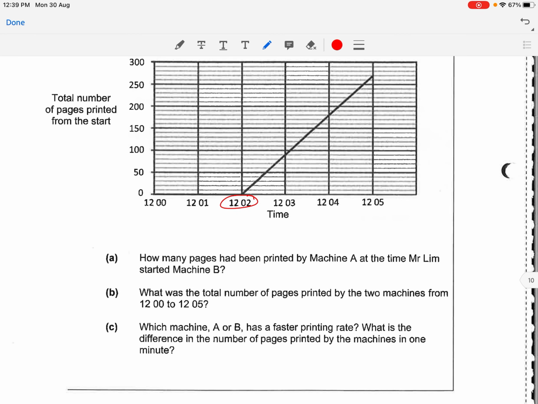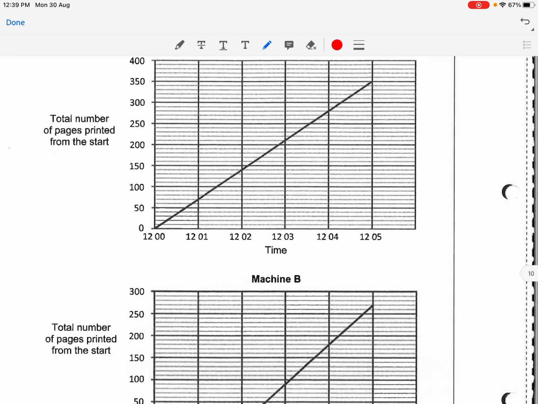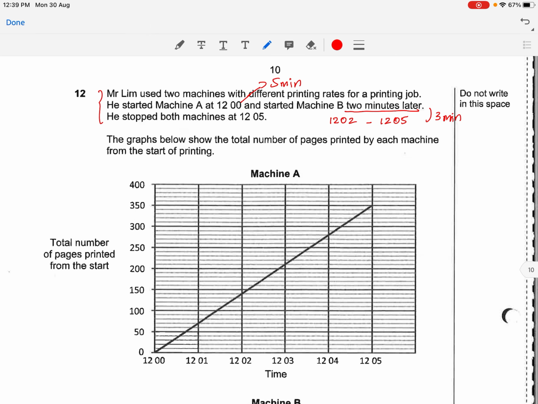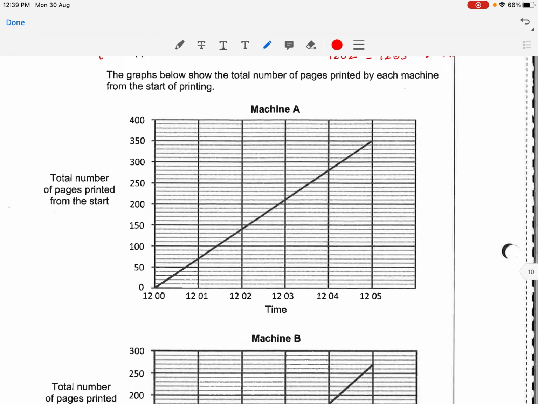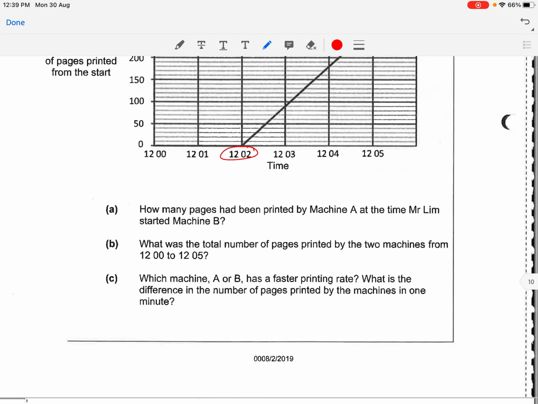Okay, first part of the question, part A, how many pages had been printed by machine A at the time Mr. Lim started machine B? So at 12:05, they ended at 12:05, but he started machine B at 12:02. So I'm going to look at this at 12:02. So I'm going to read my way up. If you cannot really see, use a ruler. The intervals are intervals of 10. So by reading this, my answer will be 140. So my part A answer will be 140.